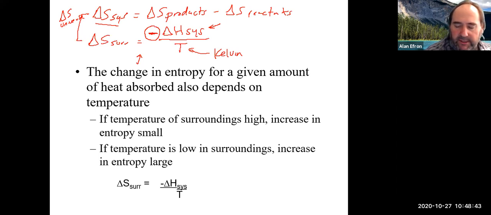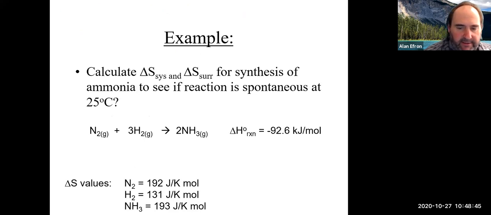All right, so why don't you try one here, see what you come up with. Here's all the values I think you need. Calculate delta S of the system, the surroundings, and also figure out, is this reaction spontaneous or non-spontaneous? Take a couple minutes, see what you come up with. Again, delta S values should be on the bottom there.